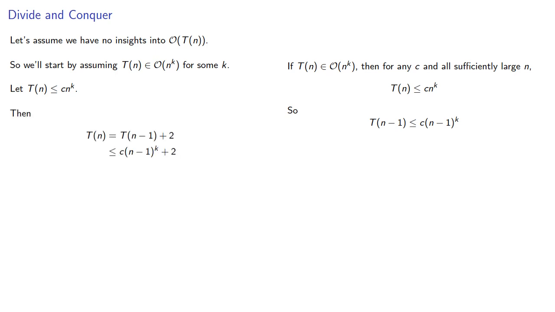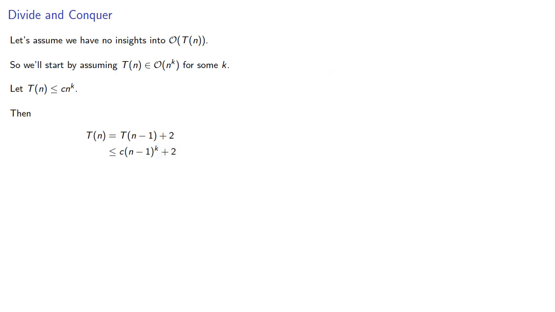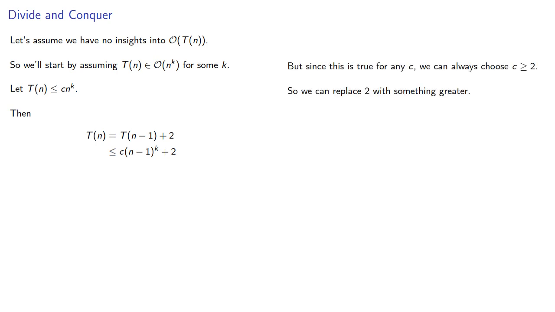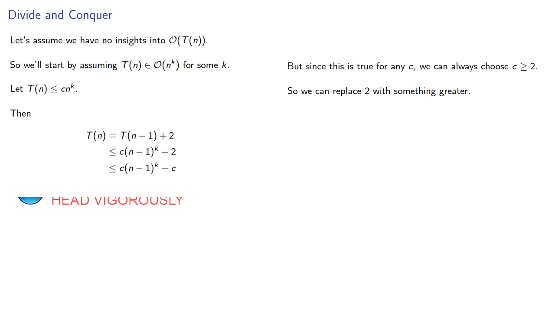Now to proceed, remember that addition and subtraction are hard, multiplication is easier. This plus 2 is a little problematic. But since this is supposed to be true for any value of c, we can always use c greater than or equal to 2, so we can replace 2 with something greater. How about c? And this allows us to turn this addition into a product by factoring out the c.